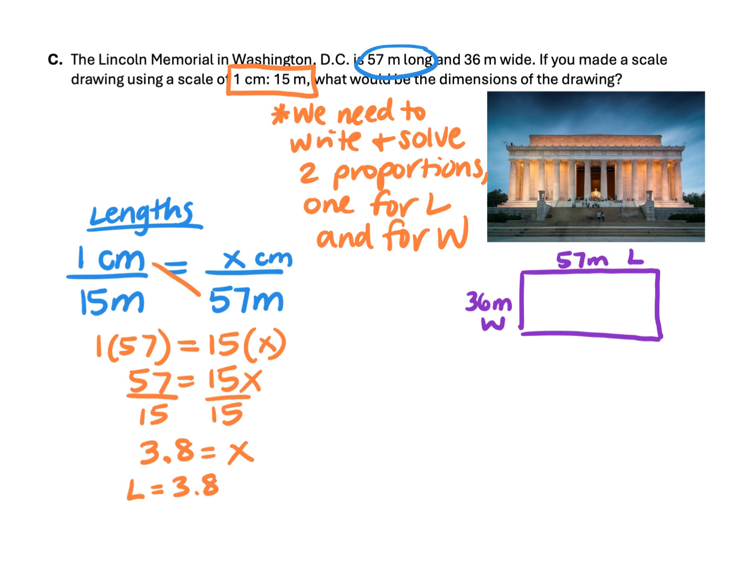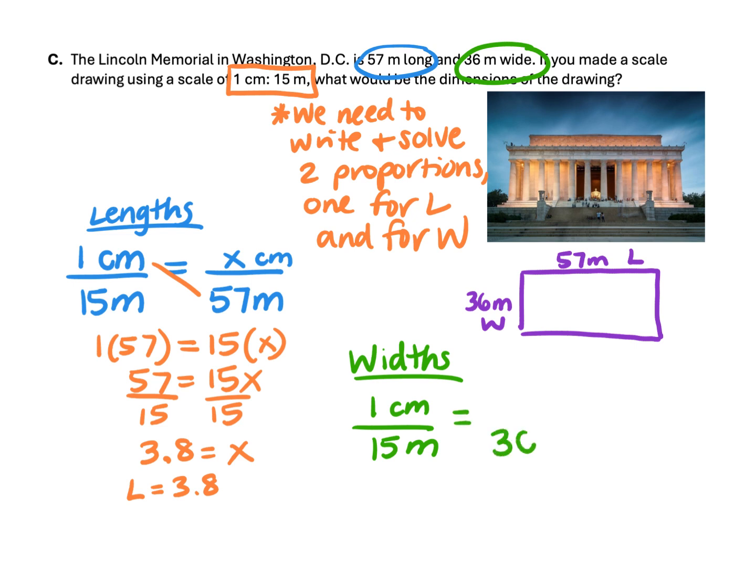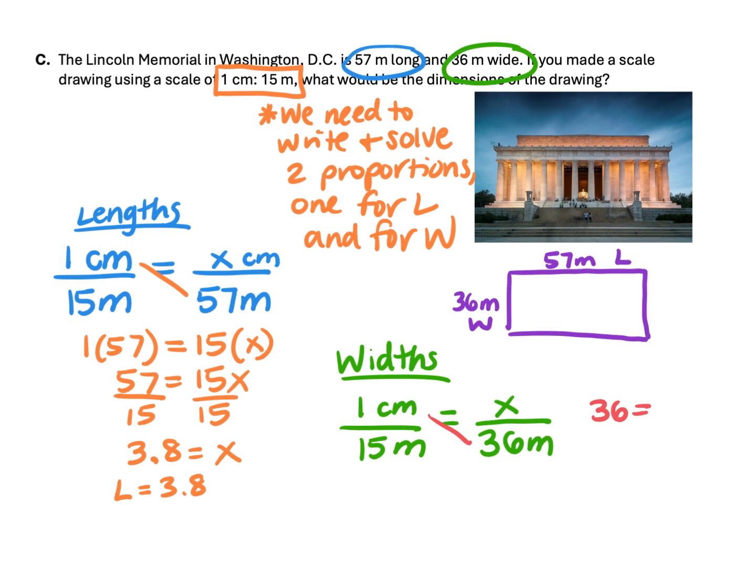Let's go ahead and do a second proportion to find the widths. It's still the same scale factor. 1 centimeter corresponds with 15 meters. And the real Lincoln Memorial is 36 meters wide. So I'm going to line that up with the other meters. And then let's go ahead once again and solve this with a cross product. 1 times 36 is 36. 15 times x is 15x. We'll just divide by 15. And that will give us 2.4. So that, remember, is the width. So the width is 2.4.